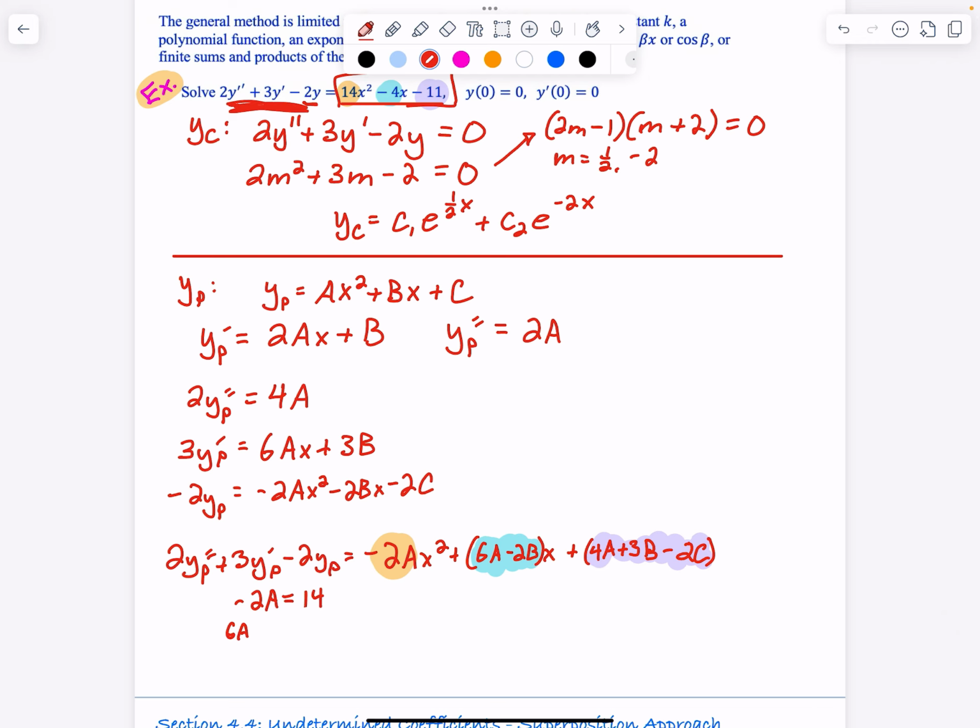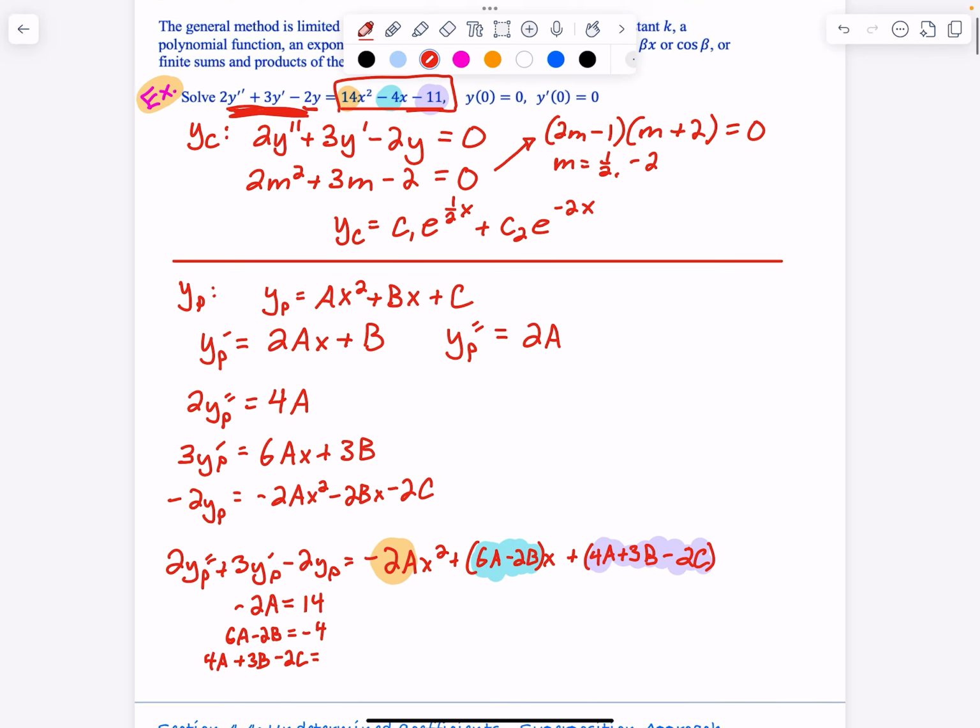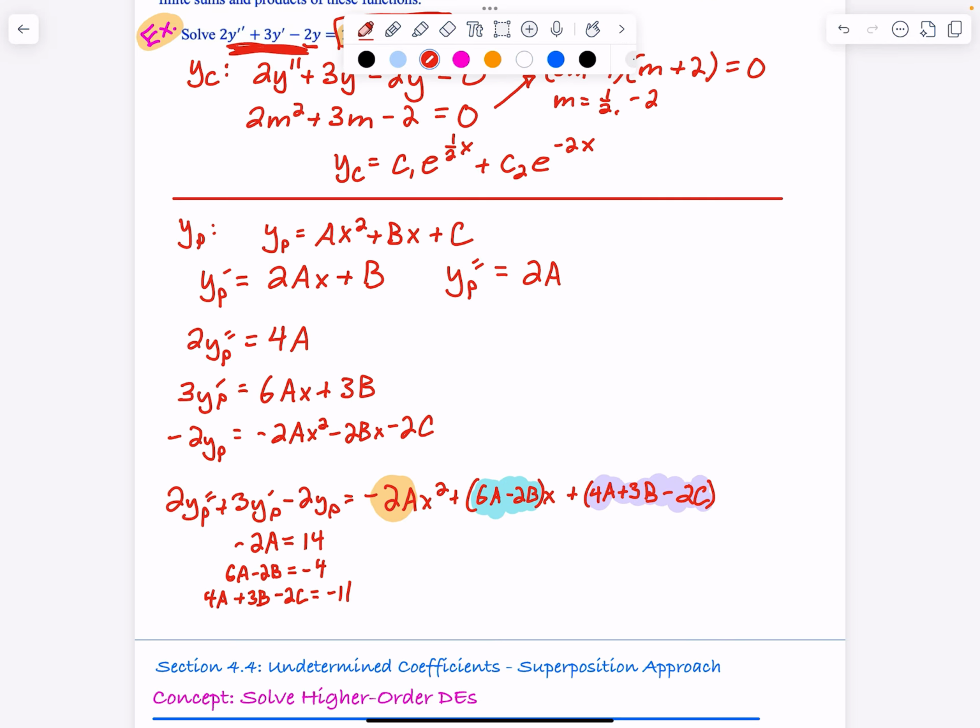6a minus 2b is going to be a -4. And then 4a plus 3b minus 2c, that is our constant, which equals -11. If it wasn't up there, we'd put a 0. So there's my system. Now, I encourage you to maybe use a calculator for these systems.